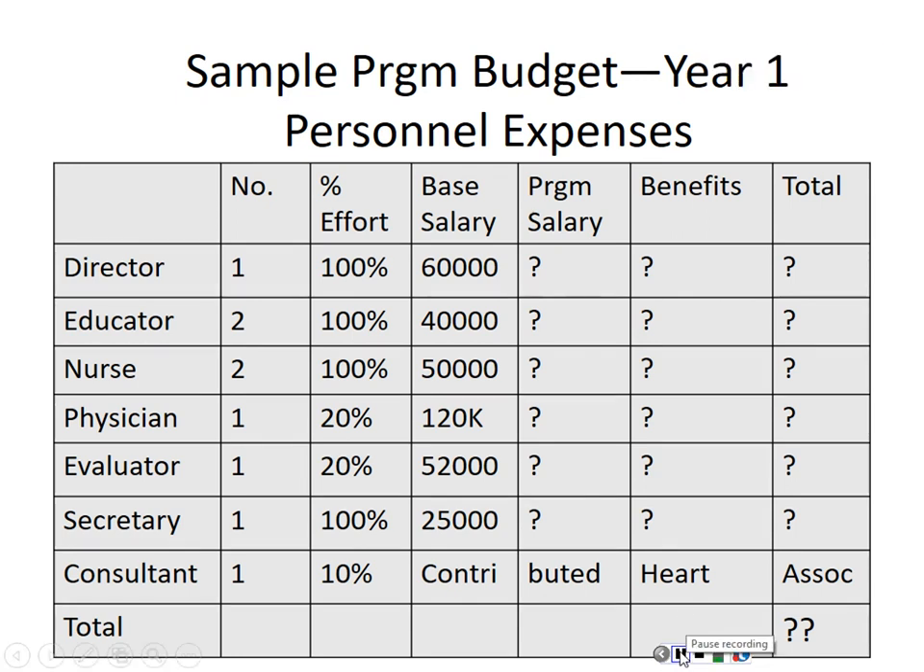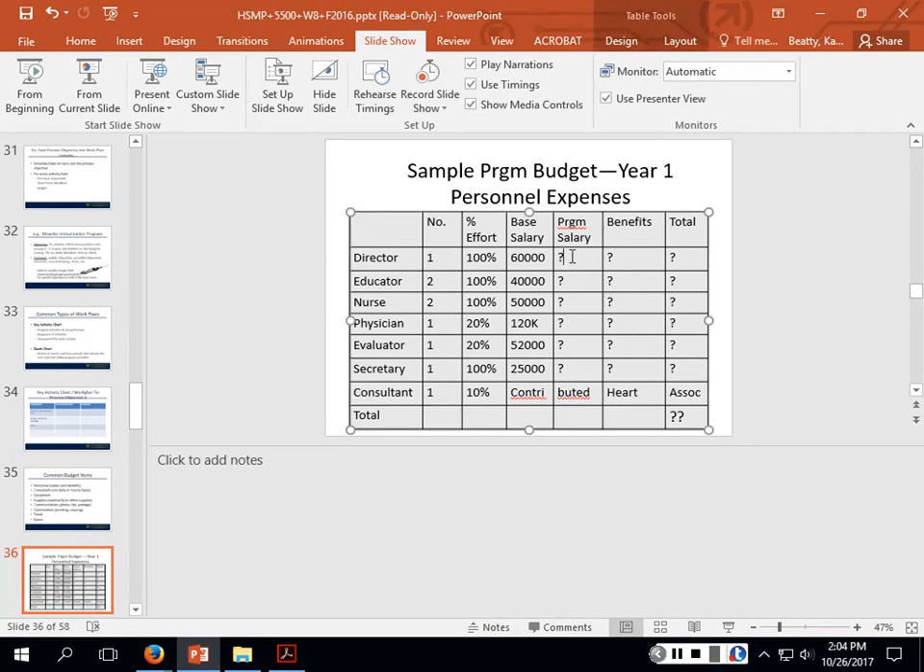Okay, so let's go ahead and complete this chart together. I'm going to start here in the front, and every person is going to give me a figure, and we're going to go around. Program salary for our director, please. That's 60,000, because their 100% effort is allocated to our program. If anyone is not sure about how each of those figures are calculated, please speak up now.